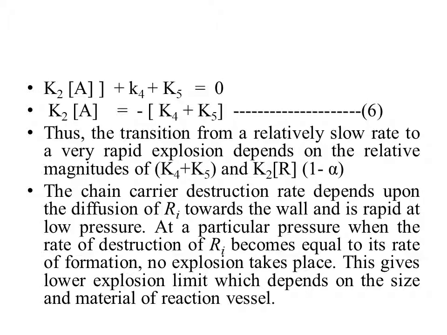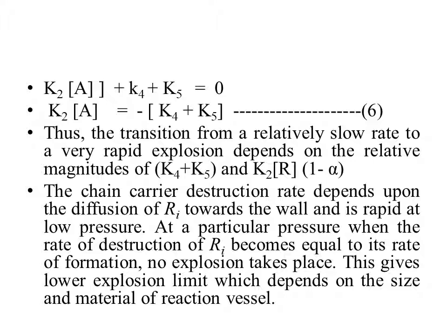That is K2 into A concentration plus K4 plus K5, that is equal to 0, or K2 into concentration of A will be equal to minus K4 plus K5. This is equation number 6.